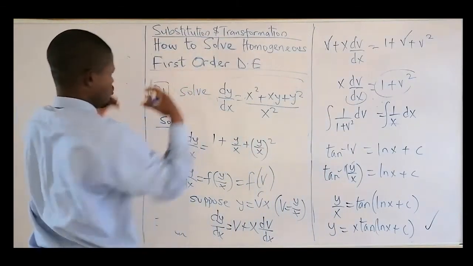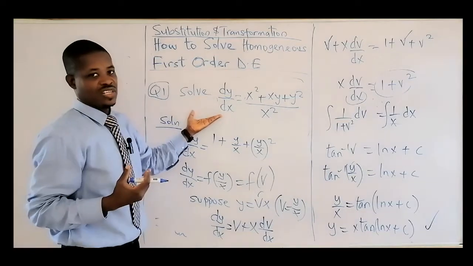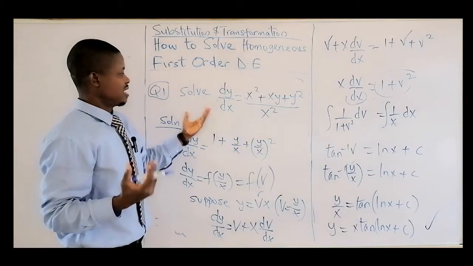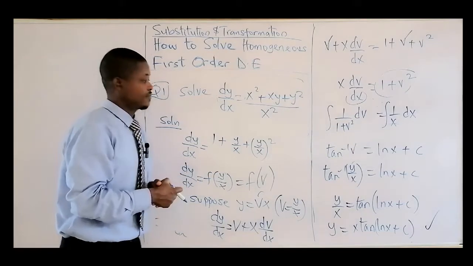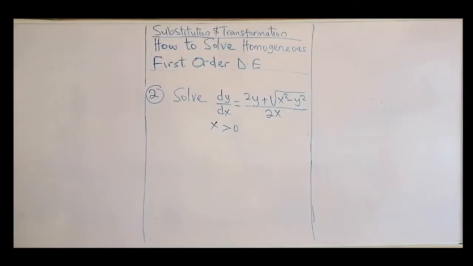Okay, so when you look at it, you see that this is a first order differential equation. So the next thing you can do is just to find a way to make it y over x. Question 2: solve the first order differential equation. You have that.